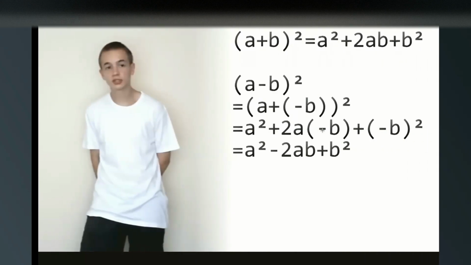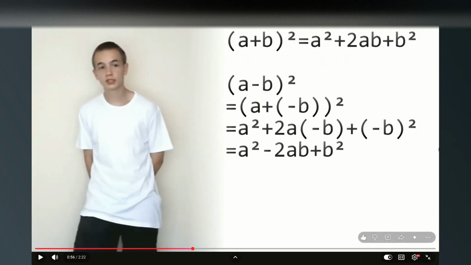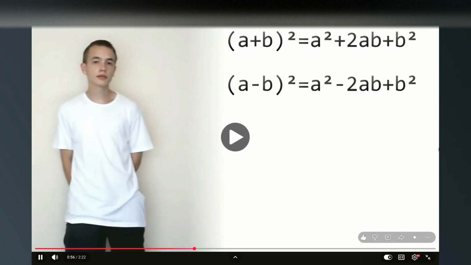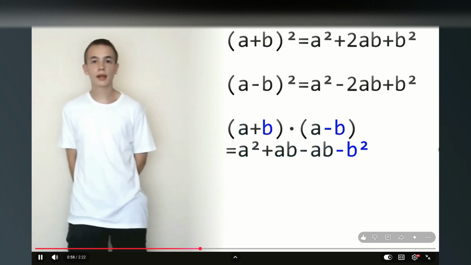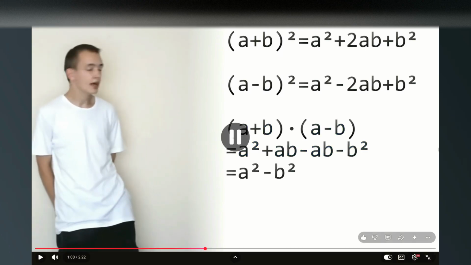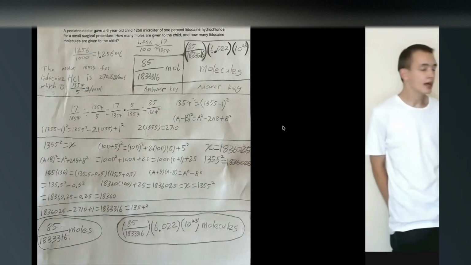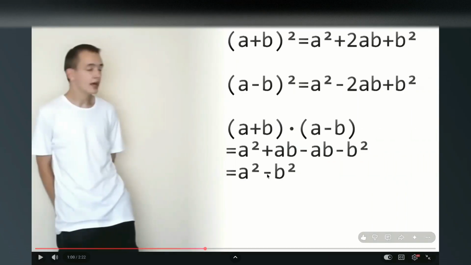Again, this is the formula I used over here, the a minus b in the parentheses squared formula, but let's continue. Wenn wir uns a plus b mal a minus b ansehen, dann bleibt der a Quadrat minus b Quadrat stehen. This is that formula I'm using right now in here.